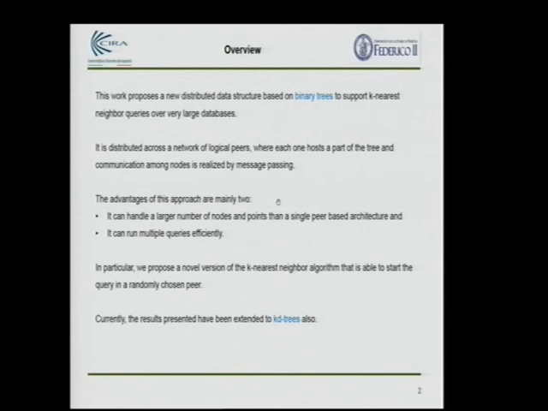The advantages of this approach are essentially two. It is possible to handle a huge number of nodes and points, more than a single peer-based architecture, and it is possible to run multiple queries efficiently, simultaneously. In particular, we propose, as an example, a version of the k-nearest neighbor algorithm that is able to start its execution in a randomly chosen node or peer of the network.